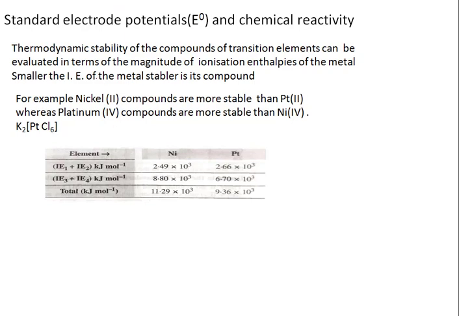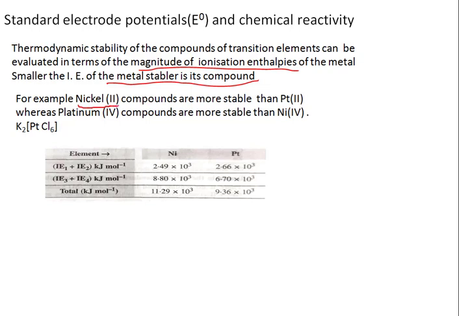So as per ionization enthalpy, thermodynamic stability of the compounds of transition elements can be evaluated in terms of magnitude of ionization enthalpies of the metal. And the main point is that smaller the ionization enthalpy of the metal, stabler is its compound. So do remember, if the magnitude of ionization enthalpy is lower, the compounds formed by that element will be more stable.